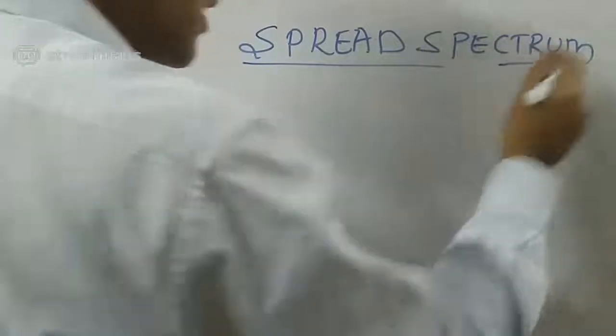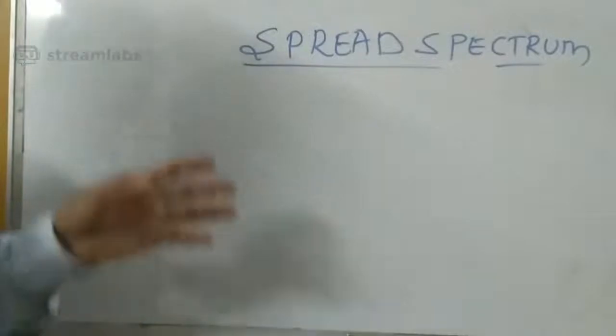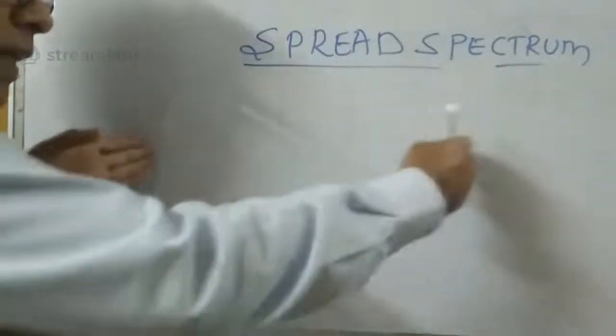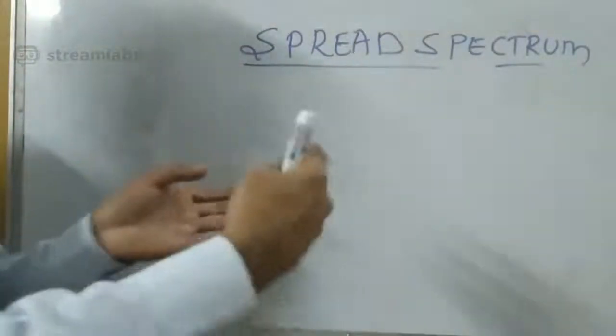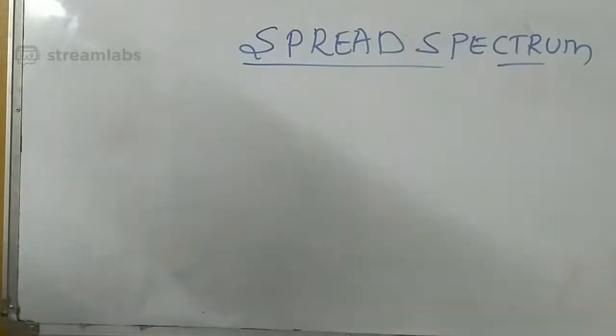Now look at the statement. I am talking of spreading the bandwidth of a signal. Basically, I am talking of increasing its spectrum. Spectrum increase in the sense that its bandwidth is increasing. Now what exactly does it mean?